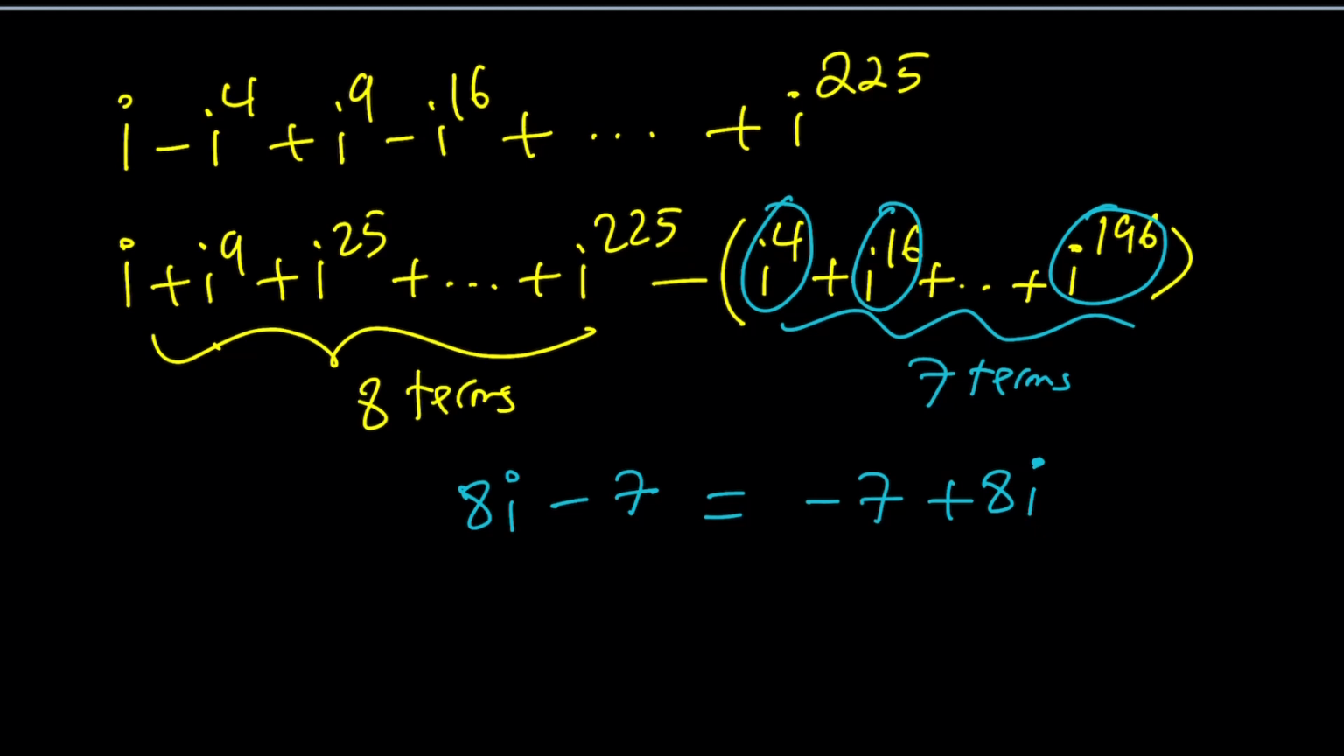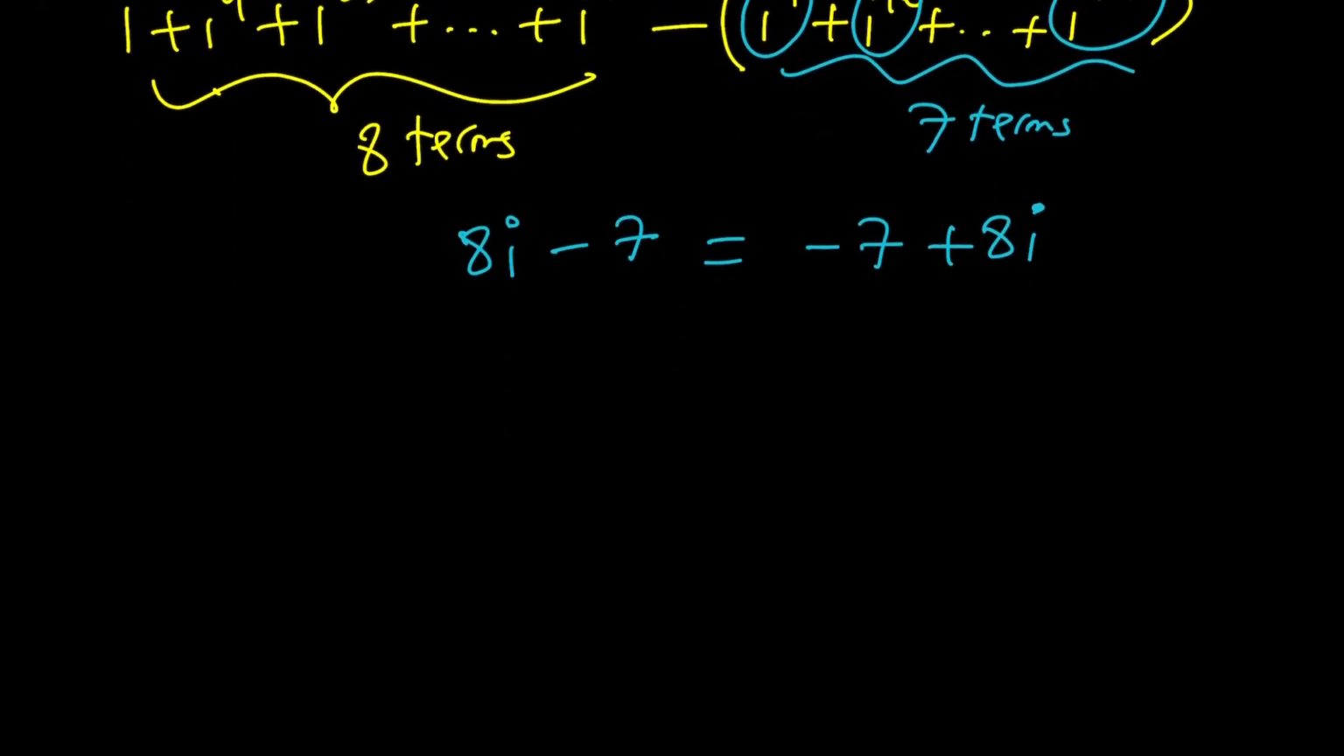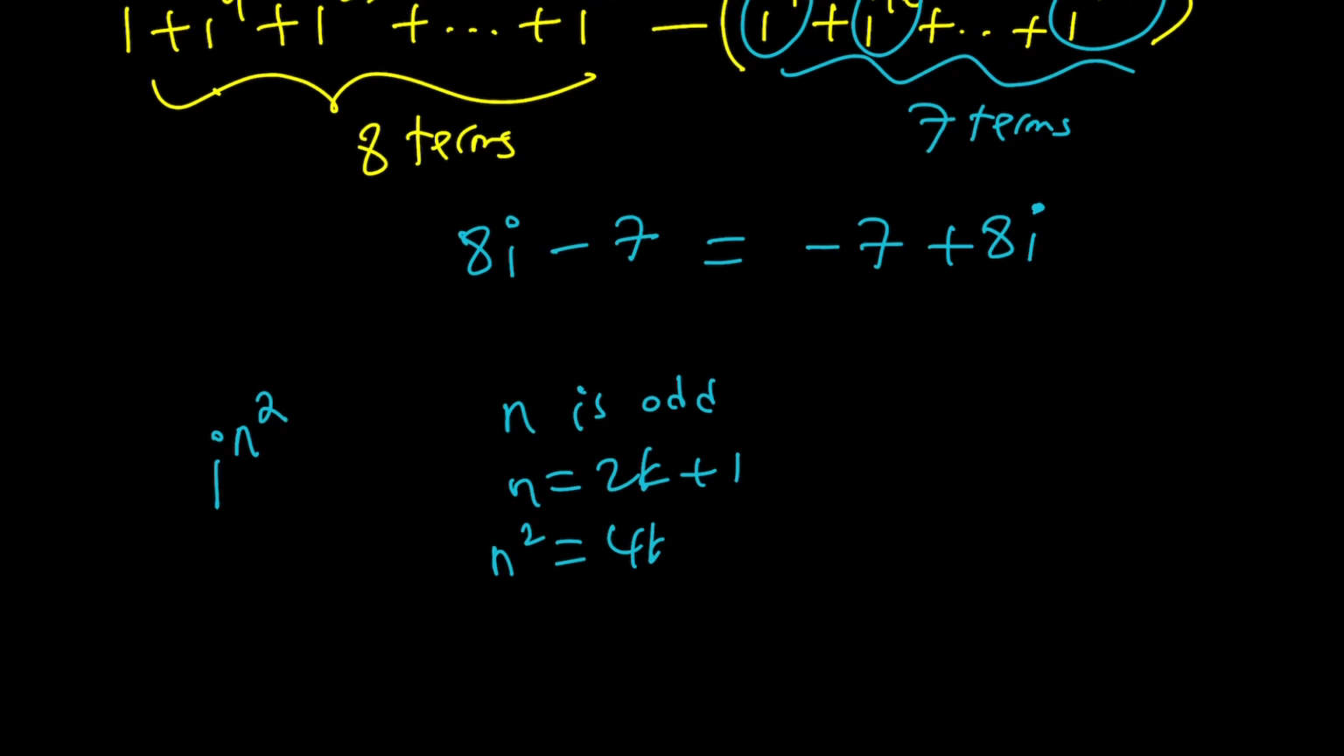Okay, great. So let's go ahead and take a look at this. Why is this giving us I all the time and 1, 1, 1 all the time? What is happening, even though these are perfect squares, right? So here's what happens. When you have something like I to the power n, a perfect square, n is either even or odd, right? If n is odd, then n can be written as 2k plus 1. And when you square n, you get 4k squared plus 4k plus 1.